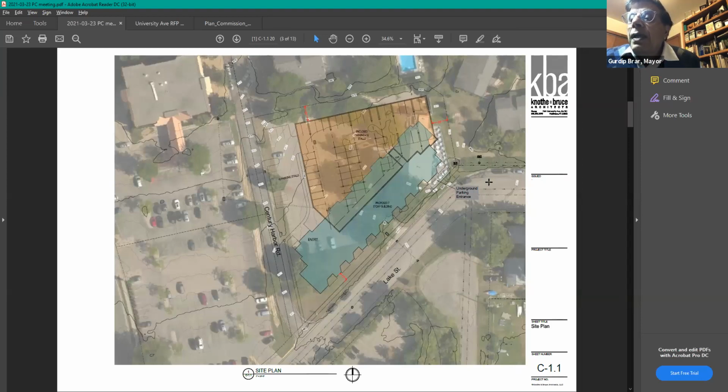No, there will be a neighborhood meeting as the developer has promised. And then, if this project goes forward, there will also be a public hearing. Everybody will be given a chance to speak. Thank you.